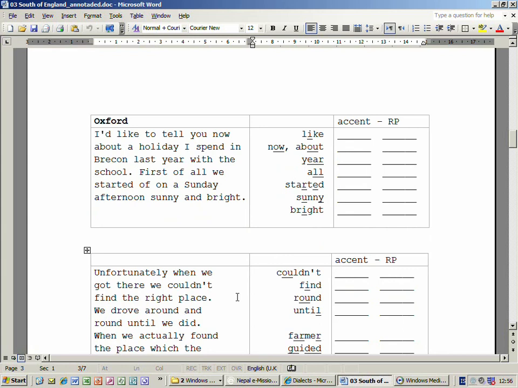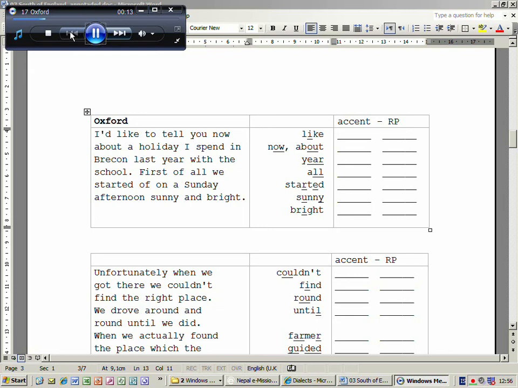Right, did you hear Sunday and sunny? What was happening there? Unfortunately, when we got there, we couldn't find the right place. We started off on a Sunday afternoon, sunny and bright. Can you, it's difficult, isn't it? Try it again. First of all, we started off on a Sunday afternoon, sunny and bright.